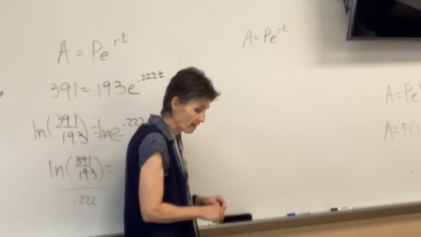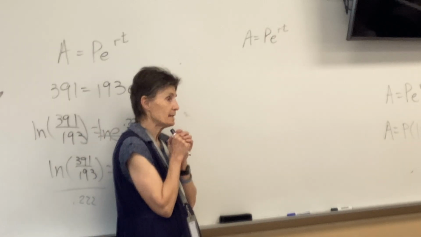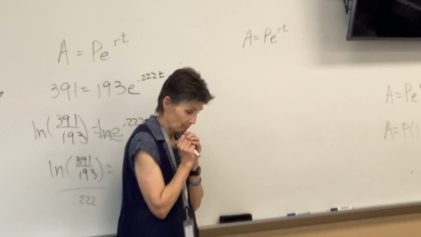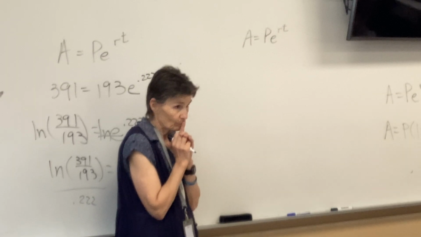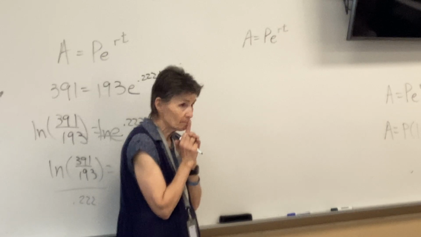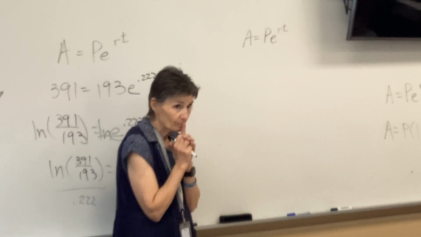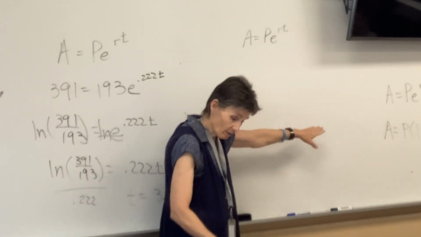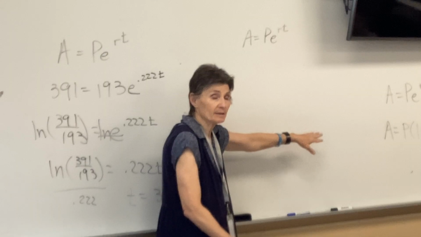All right, number 7. Read it and tell me which formula. Which formula? A equals P, parentheses 1 plus r over n. This guy, right? Because we are compounded monthly.